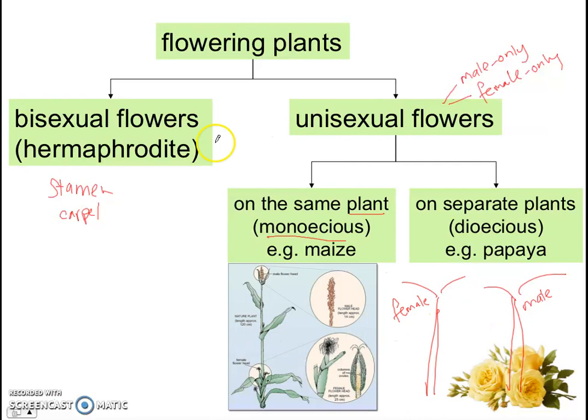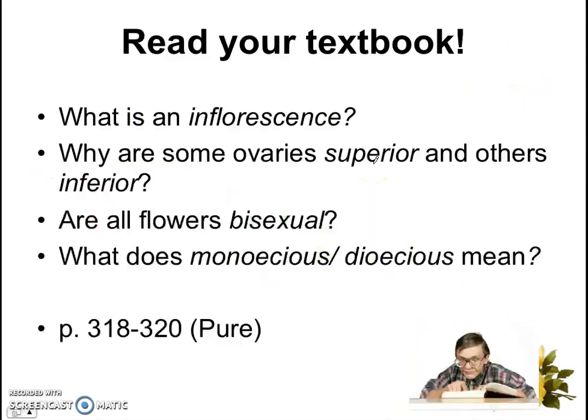Now, why are there so many different variations? Bisexual, unisexual, monoecious, dioecious? Well, we're going to see that in the next part of our lesson when we come to pollination. Because different types of flowers have different issues when it comes to pollination. So I'll leave you with this. I want you to read your textbook, and I want you to try to find answers to these things. What is an inflorescence? What does it mean by ovaries are superior or inferior? We've looked a bit at this already, so I'll get you to just look at it yourself as well.